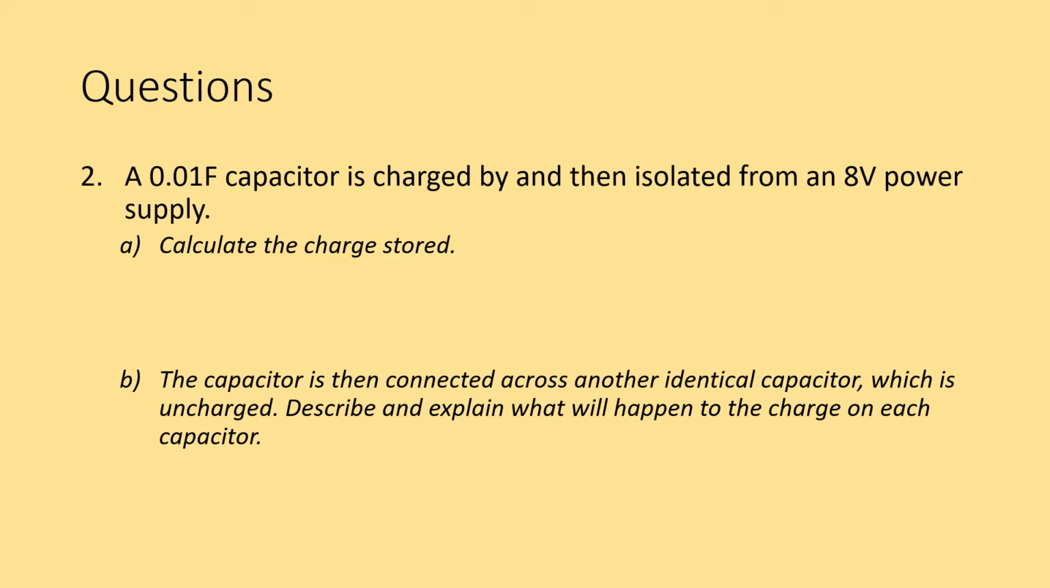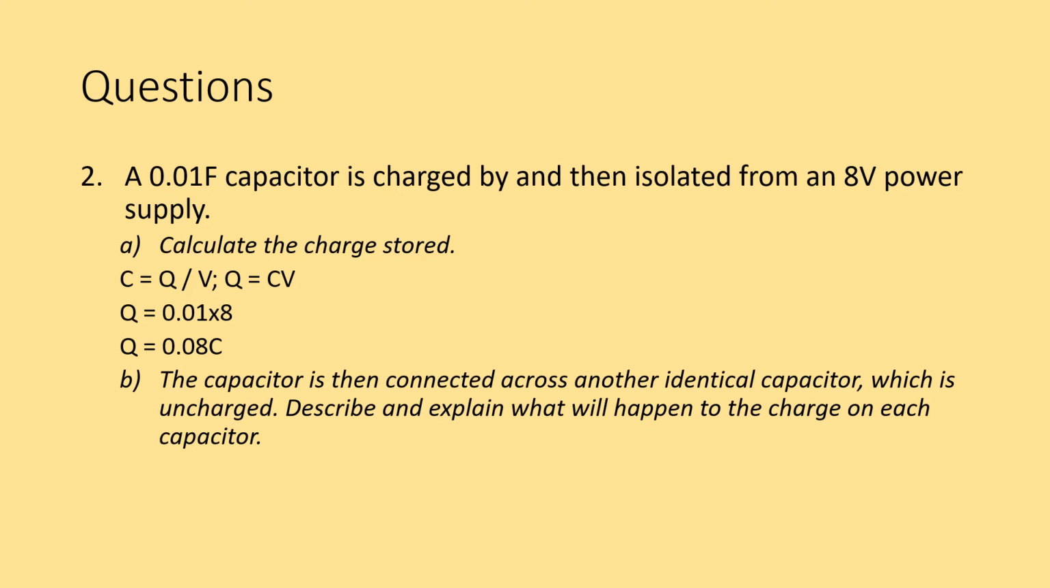So question 2. A 0.01 farad capacitor is charged by and then isolated from an 8 volt power supply. Again, we're going to use our EDEXCEL method. C equals Q divided by V. Capacitance is charge divided by voltage. That's our equation. We need to rearrange this time, so we're going to use Q equals CV. Charge is capacitance times voltage. And then we just substitute again. Our capacitance is 0.01 and our voltage is 8. 0.01 multiplied by 8 gives you 0.08 coulombs. So that's 80 millicoulombs.